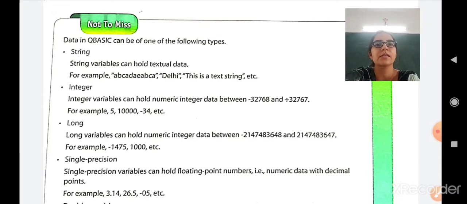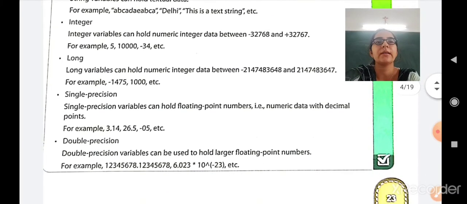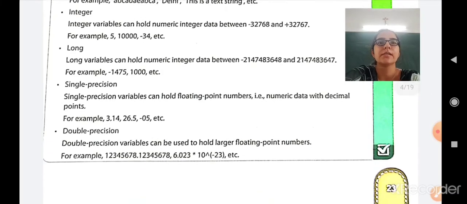Then the single precision. Single precision variables can hold floating point numbers. It means decimal point. Example: numeric data with decimal points, for example 3.14, 26.5, minus 0.5. So such decimal numbers are stored using single precision variables. Then double precision.